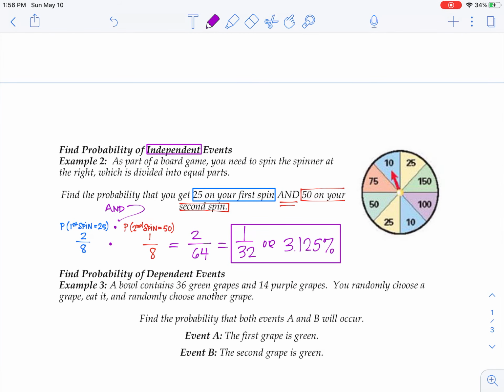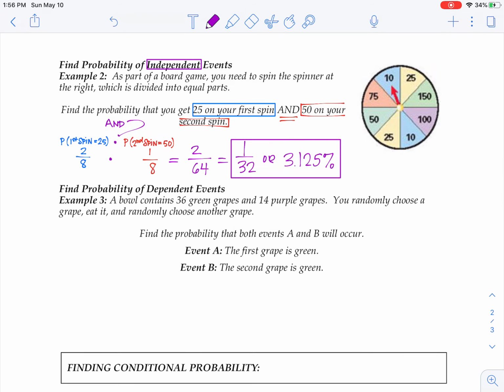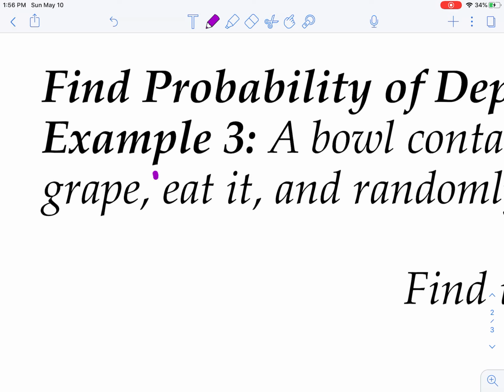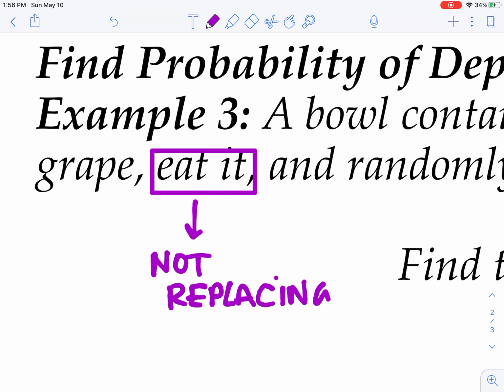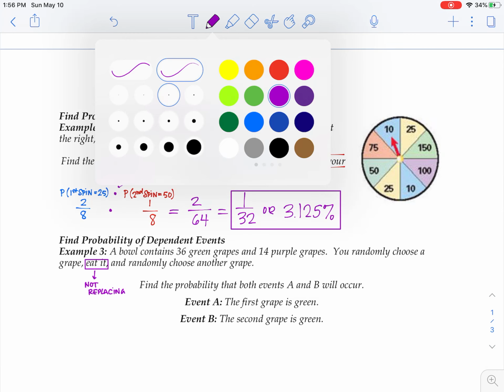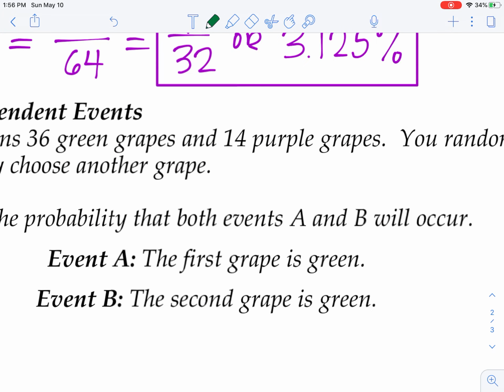All right, so now let's focus on a dependent event. So you have a bowl of grapes, 36 green, 14 purple. You randomly choose one, eat it, and don't put it back. So this eat it part is kind of the same way of saying not replacing. All right, so the events are very detailed here, nice and clear.